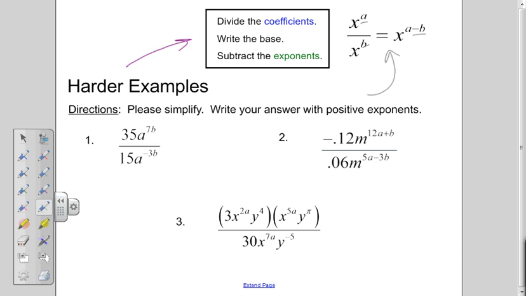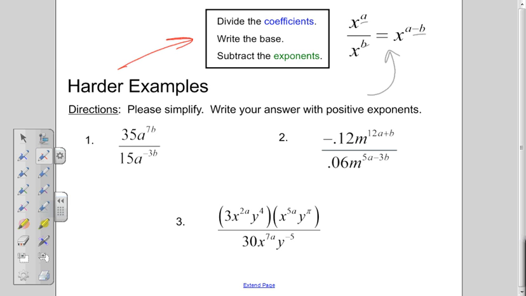Okay, now, if these problems seem harder to you, I can't underscore enough the fact that I am going to be doing this idea no matter how hard they look. So it says, please simplify, write your answer with positive exponents. And we'll talk about just making sure that you understand the property of negative exponents on the next slide.